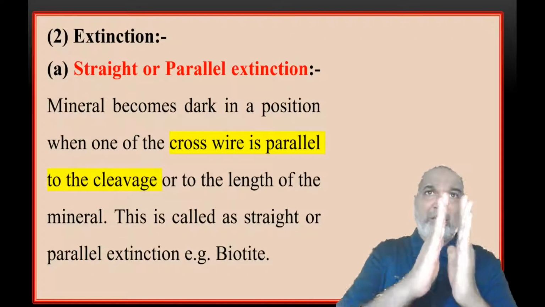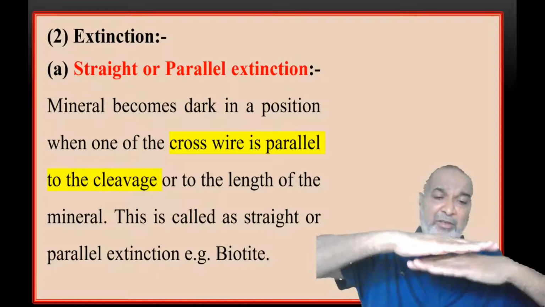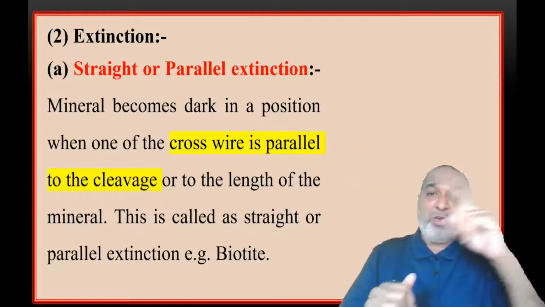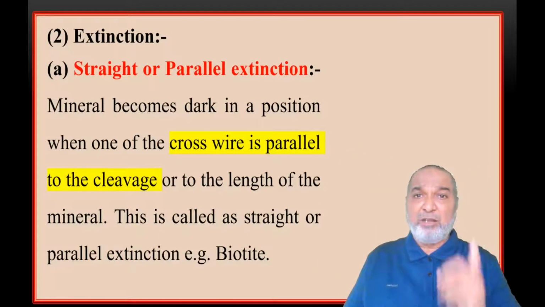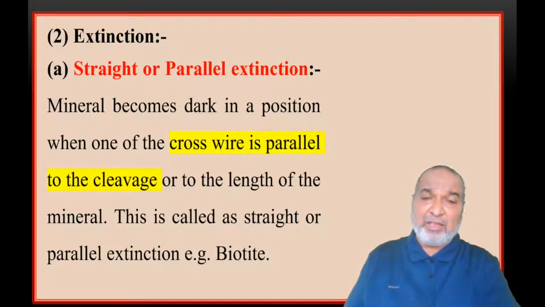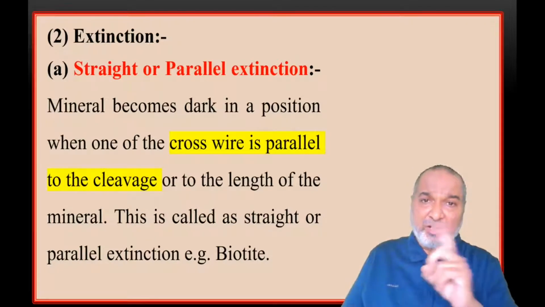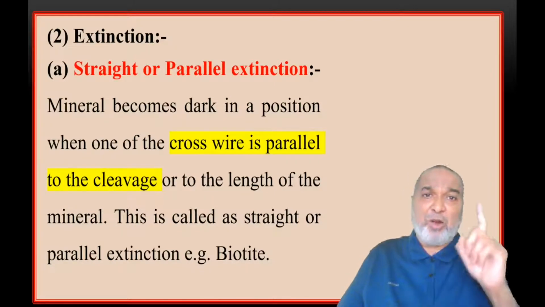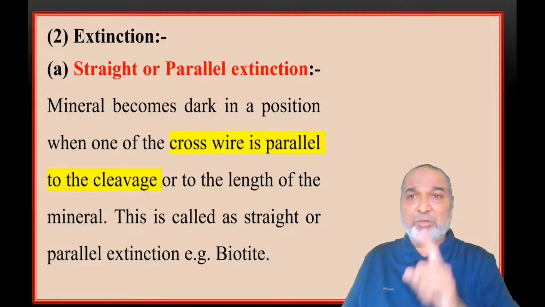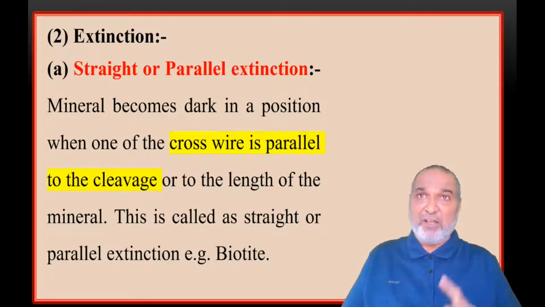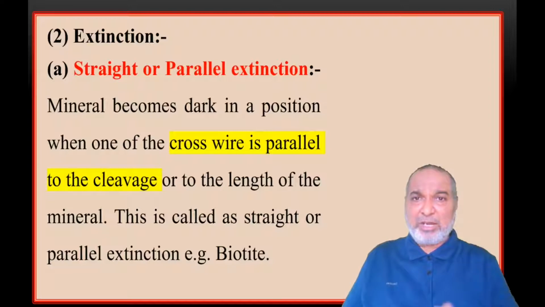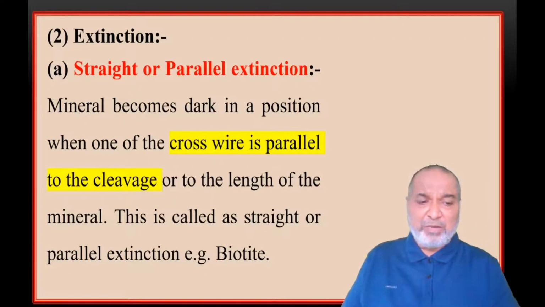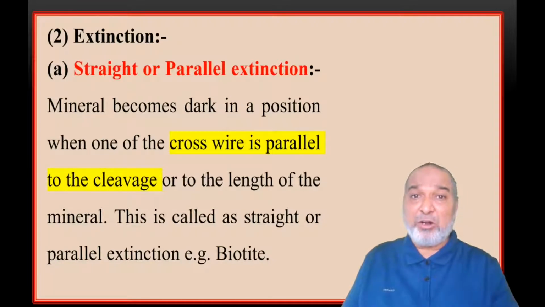So at 0 degrees, rotate; this is 90 degrees, again rotate 180 degrees, again rotate 270 degrees, again 360. So at four places the mineral becomes dark. In this, cleavages or length of the mineral is parallel to the vertical crosswire or horizontal crosswire, and that is called straight or parallel extinction. The best examples are biotite, muscovite, and tourmaline. These are the minerals which show you the straight or parallel extinction.